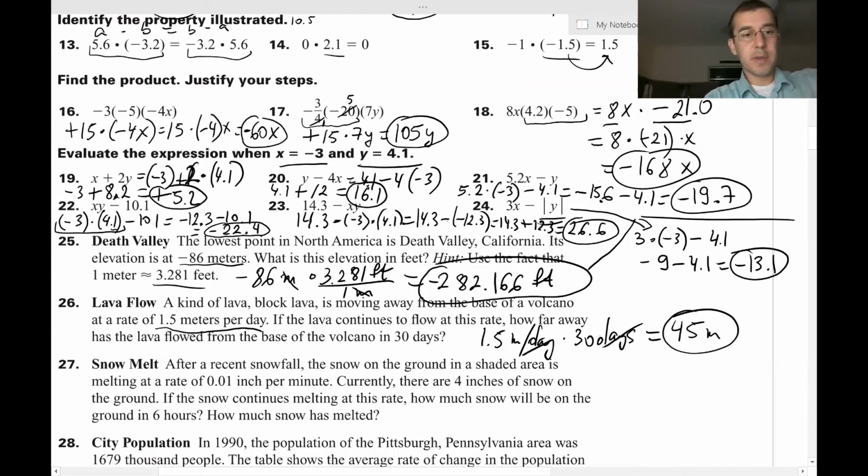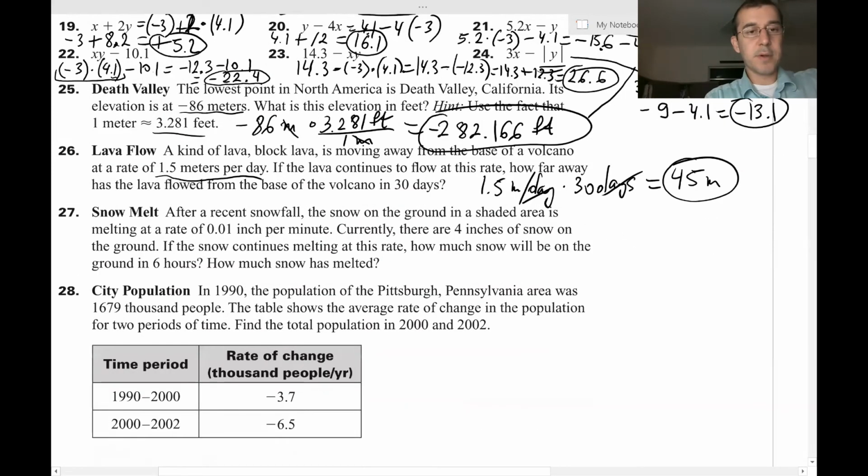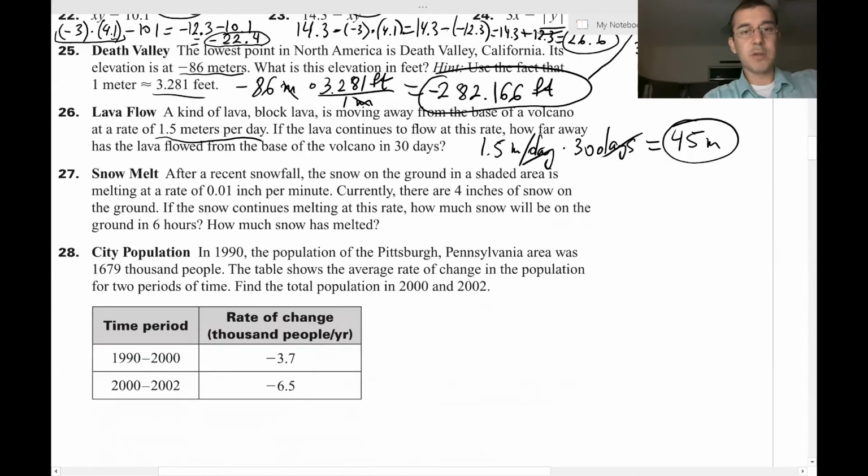45 meters. 27, snow melt. After a recent snowfall, the snow on the ground in a shaded area is melting at a rate of 0.01 inch per minute. Currently, there are 4 inches of snow on the ground. If the snow continues melting at this rate, how much snow will be on the ground in 6 hours? Okay, so let's answer that question first, and then there is another question.